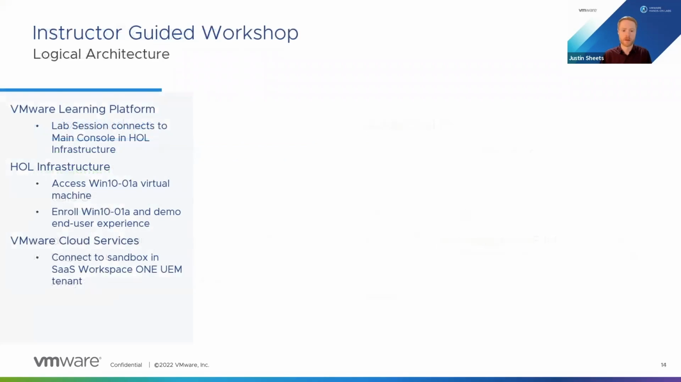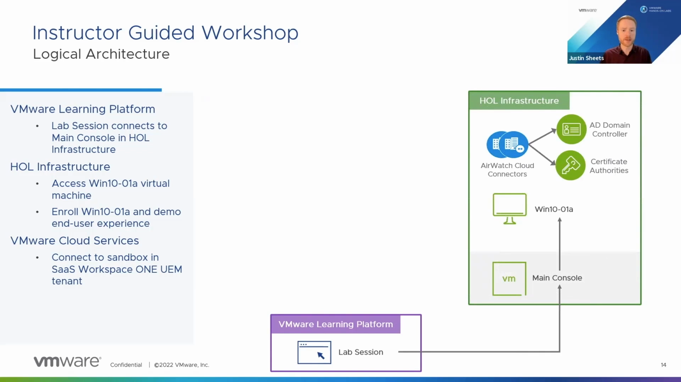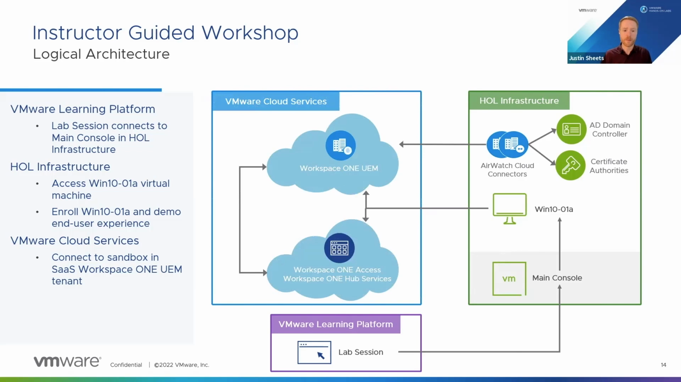labs.hol.vmware.com. Here's a logical architecture of the lab environment that I will be walking you through today. I'll access the lab through my browser with the VMware Learning Platform, which will provide me access to the main console virtual machine in the Hands-on Labs infrastructure. I'll use this main console virtual machine to connect to a Windows 10 virtual machine, which is named Win1001A. And from there, I will access and configure the cloud-based Workspace ONE UEM and Workspace ONE Hub Services sandbox that have been provisioned for me and complete the lab.